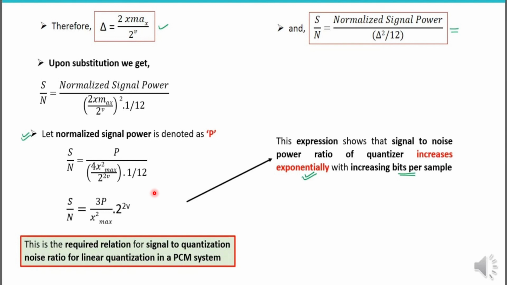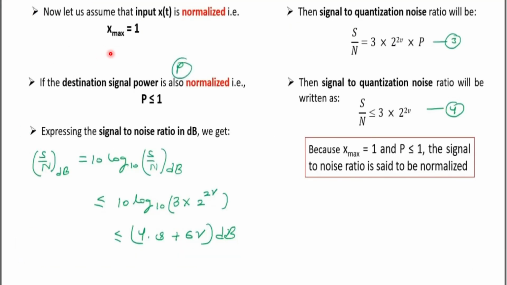In the next slide, if we assume the input x(t) is normalized, then x maximum will be 1, and the signal power is also normalized, P less than 1. Then the expression S by N is 10 log 10 of 3 into 2 to the power 2b. Its unit is decibel, and the formula becomes 4.8 plus 6b.